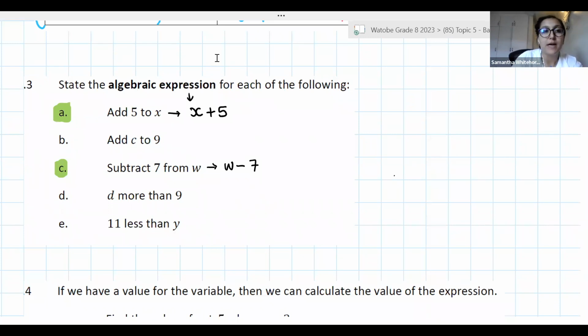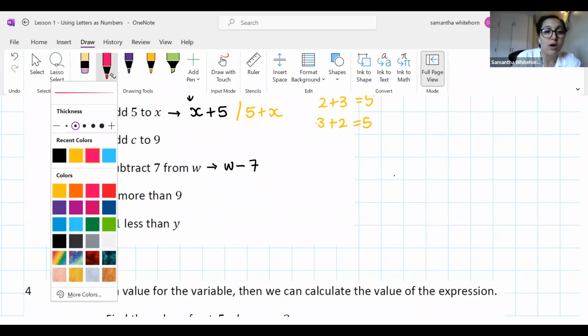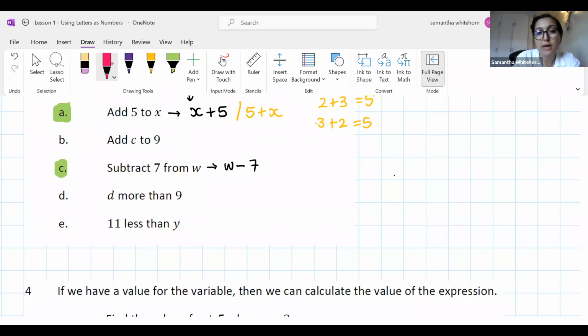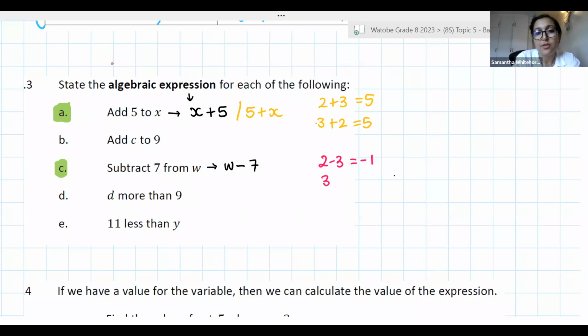Now, guys, what you need to bear in mind here is that in addition, order doesn't matter. So 2 plus 3 is 5. If I swap those around, 3 plus 2 is still 5. So order in addition doesn't matter, which means that x plus 5 could be written as 5 plus x. It means the same thing. But when we get to subtraction, if our order is wrong, our expression is wrong, because 2 minus 3 is negative 1, and 3 minus 2 is positive 1. They are not the same. So we need to be very careful that when we subtract, order is very important. If you put it in the wrong order, your expression does not mean the same thing.